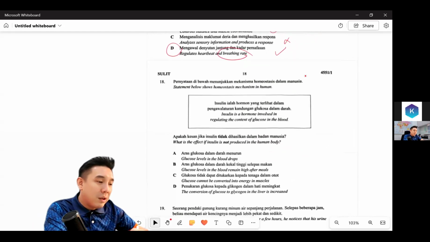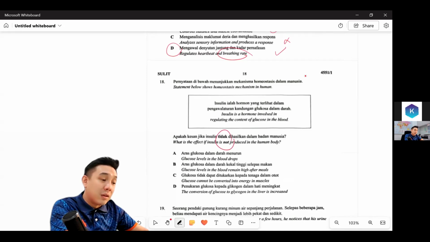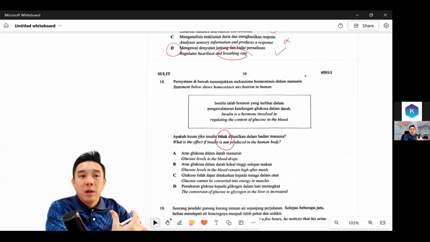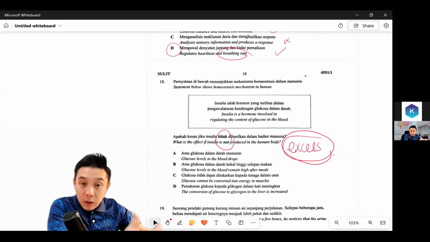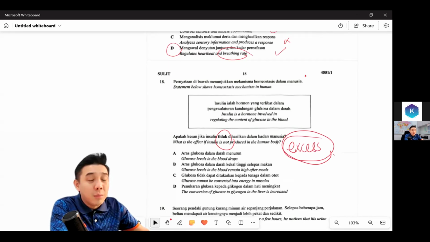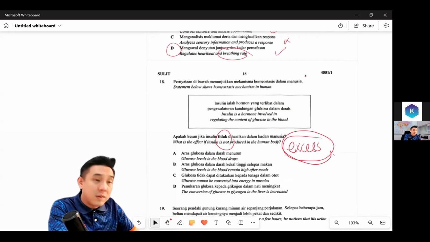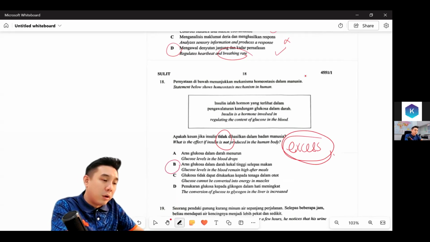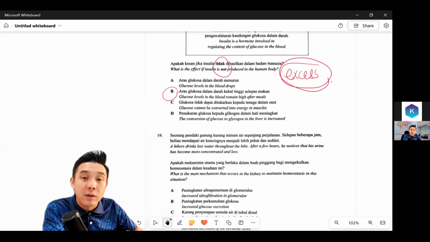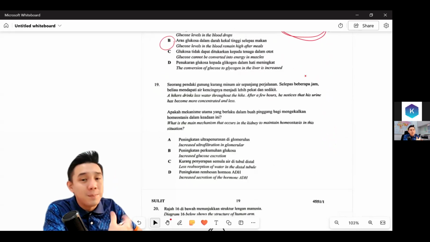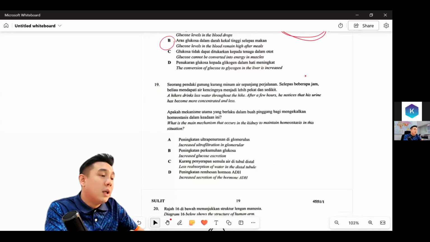So insulin, what happens if it is not produced? You see, insulin is always to convert excess glucose, glukosa berlebihan. So if it is unable to convert, then there will be excess glucose in your system. So number 18 answer is B. The glucose will remain high, of high concentration in the body after finishing the food.